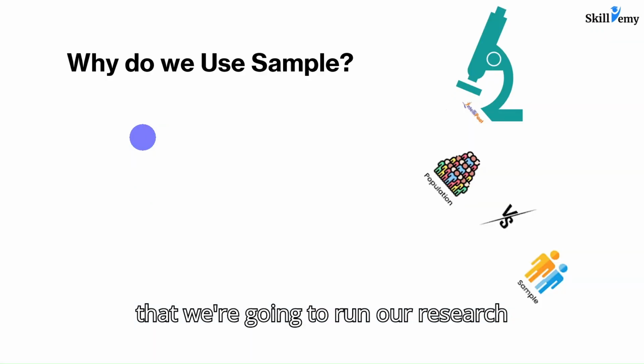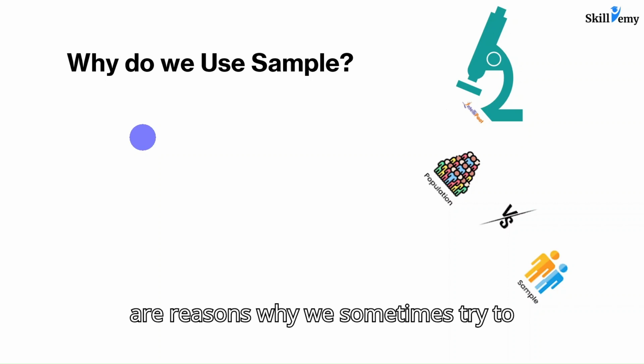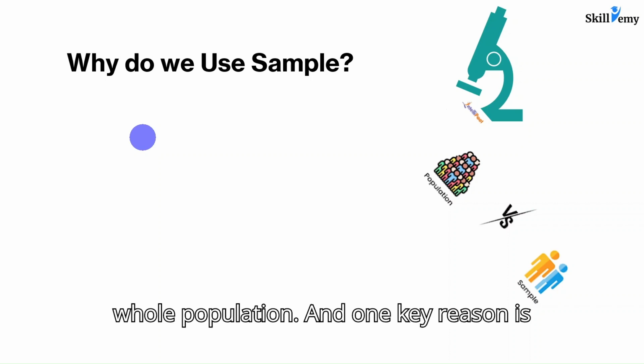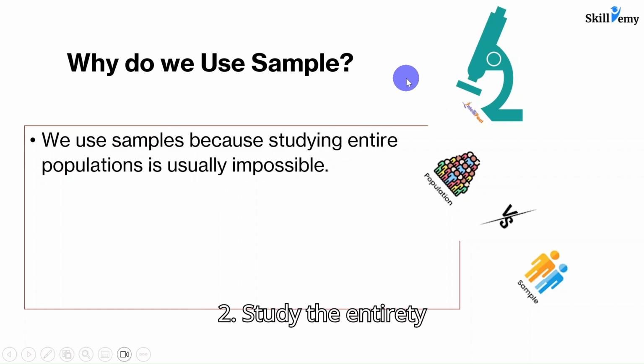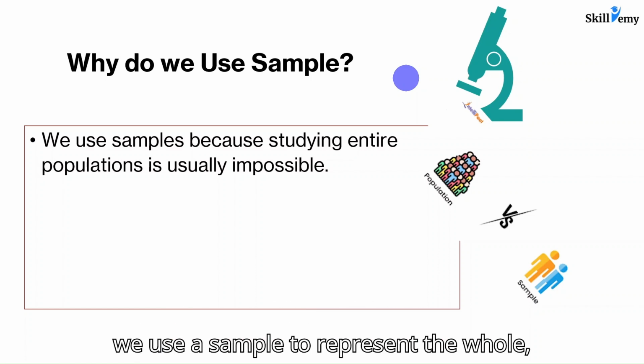Now, there are reasons why we sometimes try to use a sample and not the whole population. And one key reason is that it is practically impossible to study the entirety of the population. It is impossible, and that is why we use a sample to represent the whole.